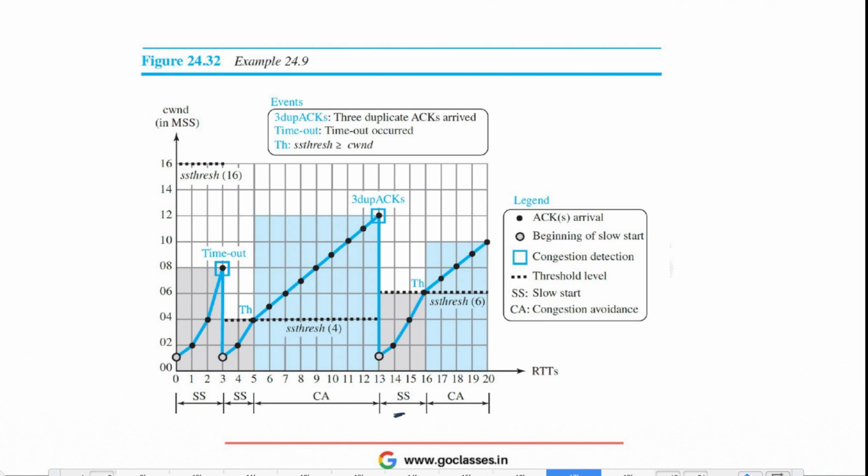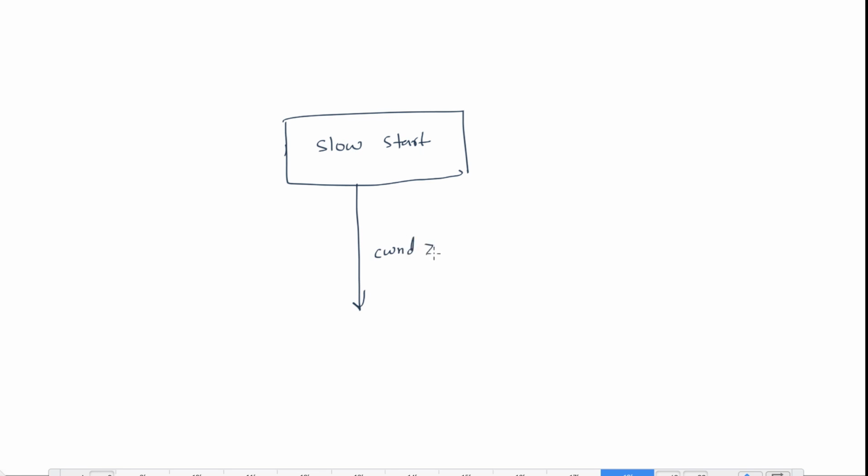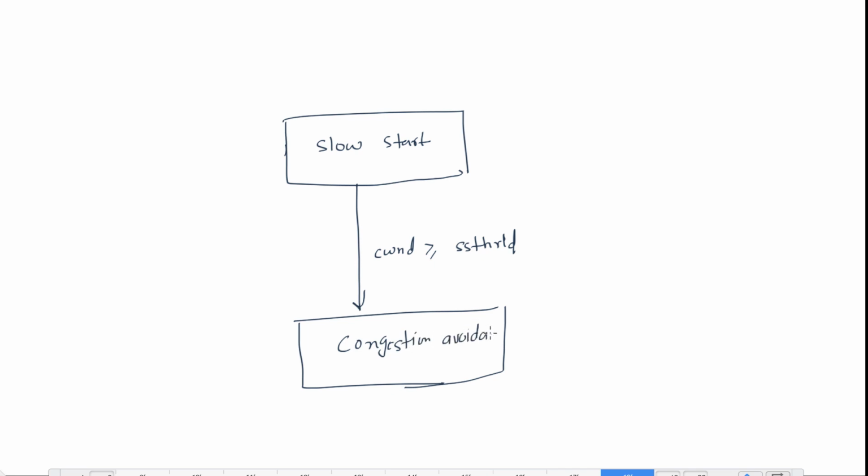What may happen in the other implementation? There is some implementation that treats these two events differently, so let me show you. Suppose that you are here in the slow start, everything is running fine, and after the congestion window has reached the threshold, you will enter into the congestion avoidance phase. That is common for every algorithm.